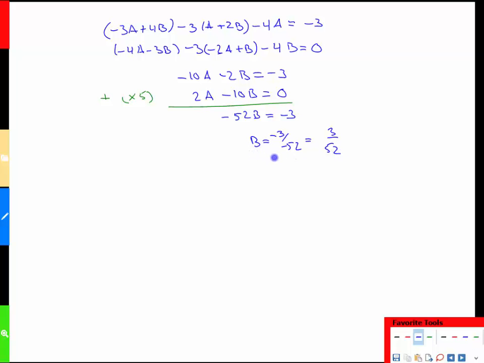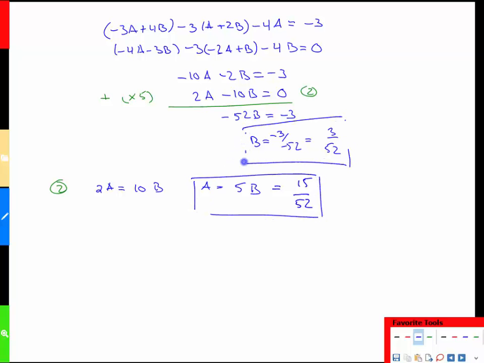Having found the value of b, we can then go back to either of the other equations and start solving for a. Let's grab this equation here. It looks like it's got simpler coefficients. And in there we have 2a is equal to 10b's, so a is going to be equal to 5b's, which will be equal to 15 over 52. All right, and that gives us the non-homogeneous part of our solution, thank goodness.